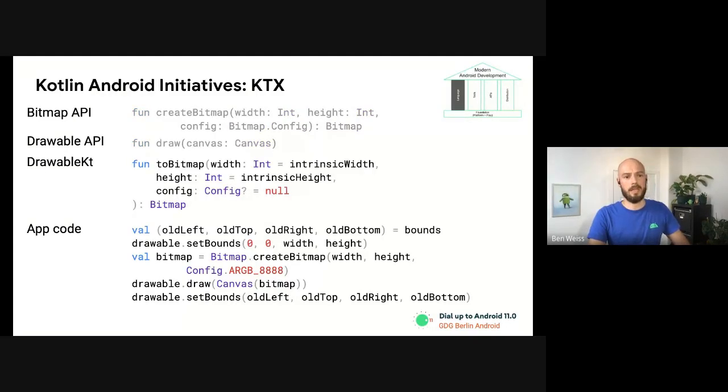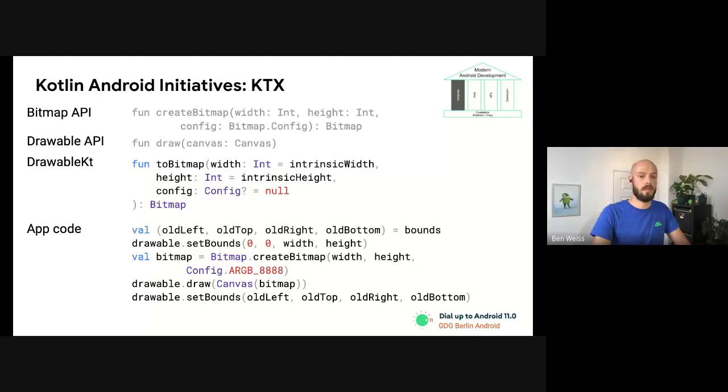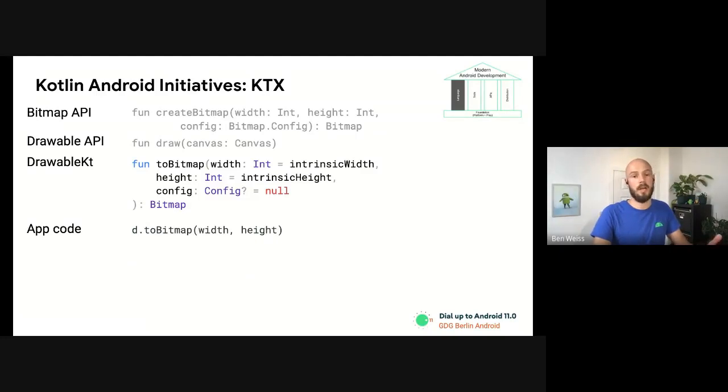So we have DrawableKt, which is the Kotlin file for drawable, which gives you the toBitmap function. You can just call toBitmap with the width, height, and the configuration you want, and you get a bitmap back. Essentially, all you have to do now is say drawable to bitmap with the width and height, and that's it. Instead of a lot of code, you basically have one line of code, and everything else is encapsulated for you as developers. We're trying to make your lives easier with this, and I think that's a very good success because it's easier to read, easier to write, and you make fewer mistakes.